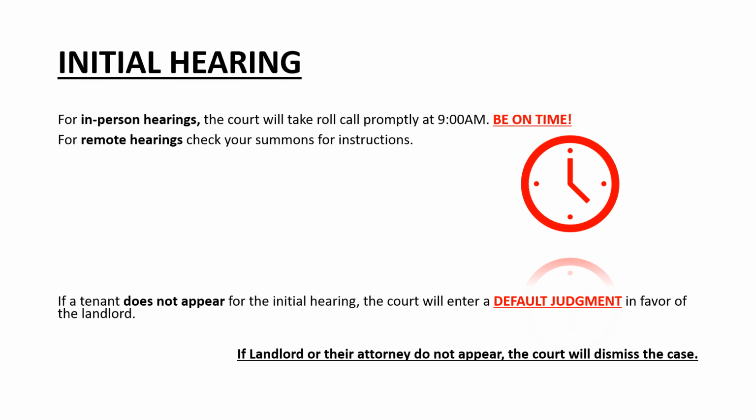evidence. Initial hearing. For in-person hearings, the court will take roll call promptly at 9 a.m. Be on time. For remote hearings, check your summons for instructions. If a tenant does not appear for the initial hearing, the court will enter a default judgment in favor of the landlord. If the landlord or their attorney do not appear, the court will dismiss the case.